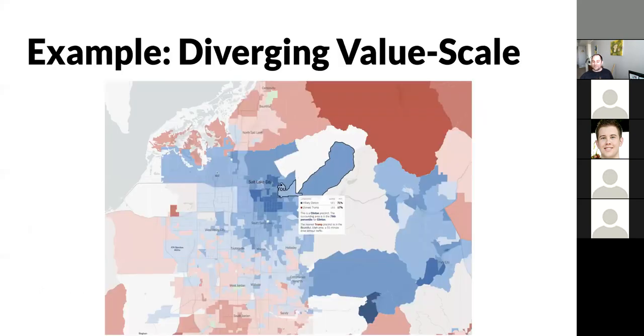So here is an example of using value on this diverging color scale. This is a New York Times project where you can really drill down into how your neighborhood voted in the 2016 election. And this encodes it by using a diverging color scale. So you can see the share of Republicans and Democrats in your neighborhood.